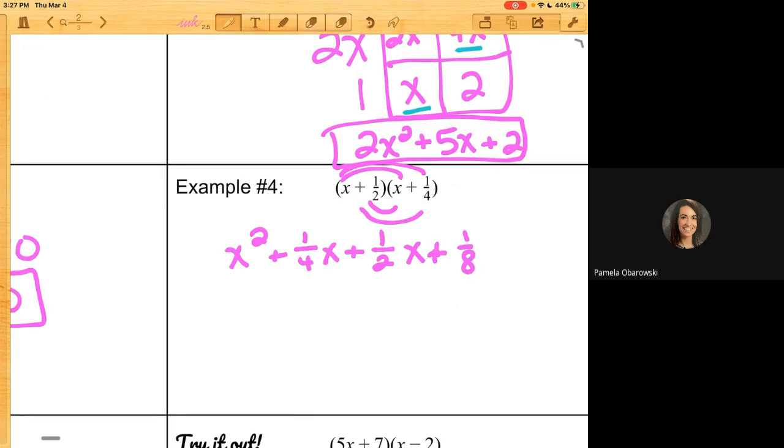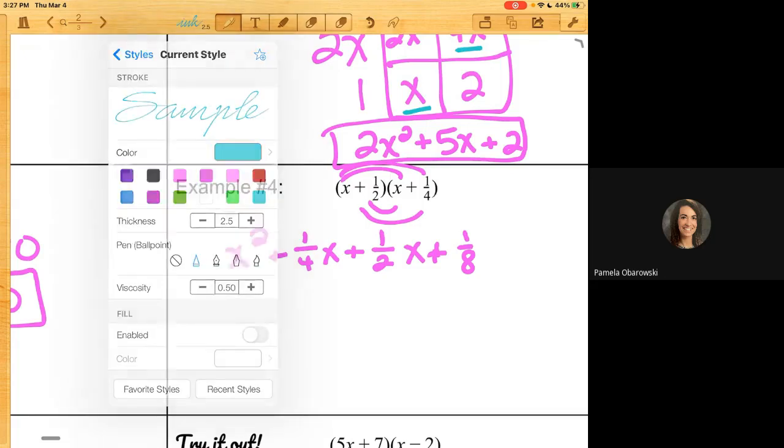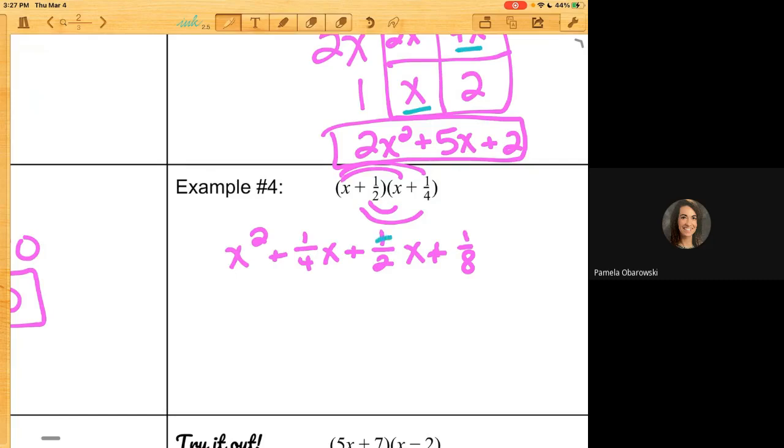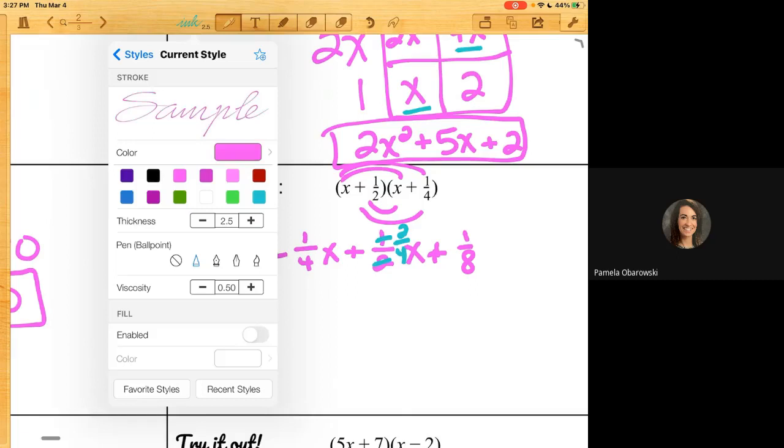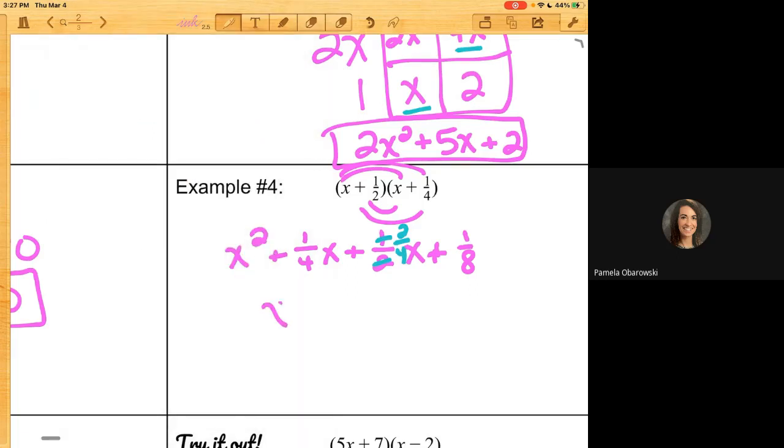So I've got to combine like terms here. That 1/2 is actually, if I multiply both the denominator and numerator by 2, I get 2/4. So now I can combine it together. So I get x squared. Combining those terms, I get positive 3/4 x plus an eighth.